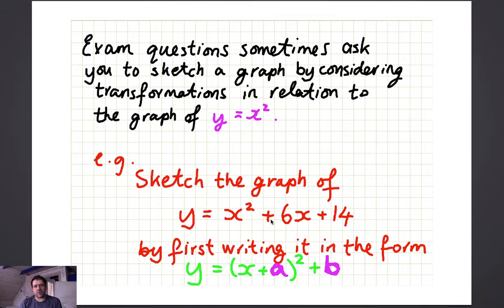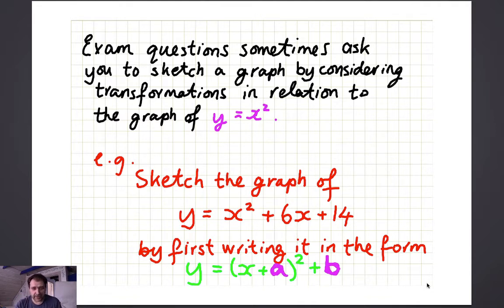So exam questions sometimes ask you to sketch a graph by considering transformations in relation to the graph of y equals x squared. So sketch the graph of y equals x squared plus 6x plus 14 by first writing it in the form y equals (x plus a) all squared plus b.